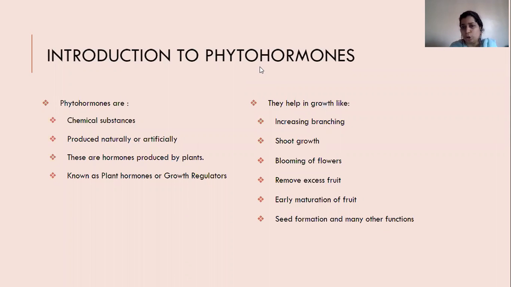So what are phytohormones? Phytohormones are chemical substances. Just as the human body has endocrine glands and they produce chemical substances which are called hormones, plants also produce substances which are chemical in nature and they are called plant hormones or phytohormones. Now, looking into it, they may be naturally produced by the plant for its own growth and development purpose, or can also be produced artificially.